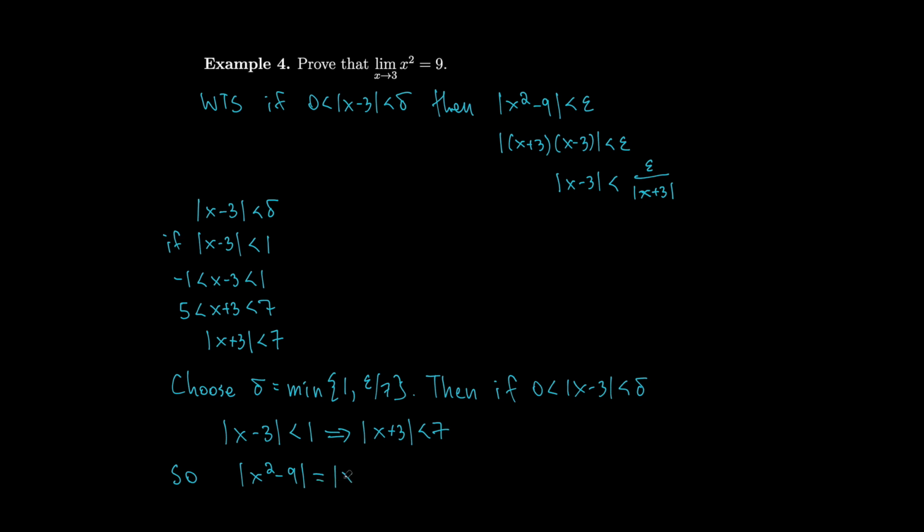We've seen that we can factor this. And we also know that x plus 3 is less than 7. We know that x minus 3 is less than 1 and epsilon over 7. So let's make it less than epsilon over 7 this time, because it's the minimum. And that equals epsilon. Exactly as we wanted. So that implies that the limit as x approaches 3 of x squared is equal to 9.